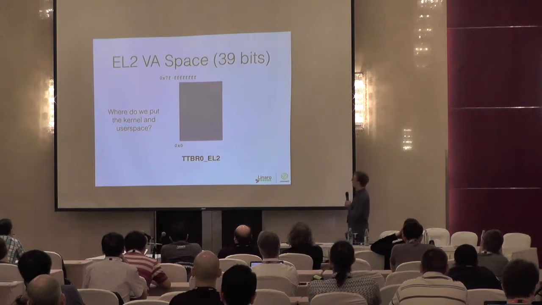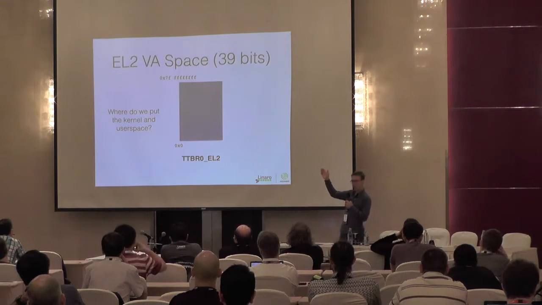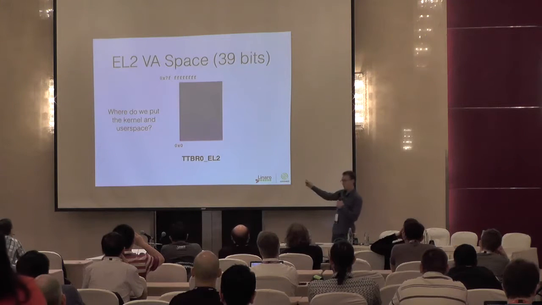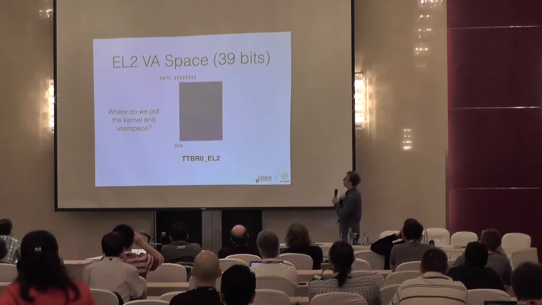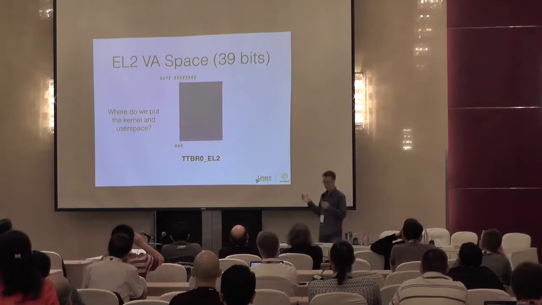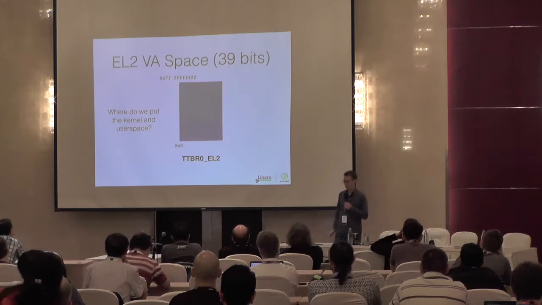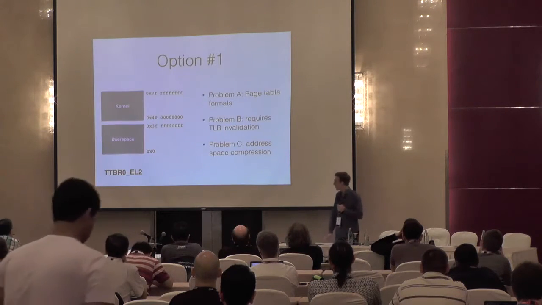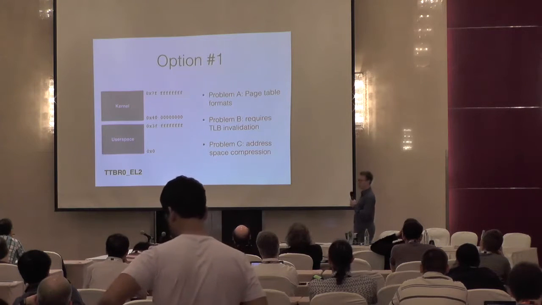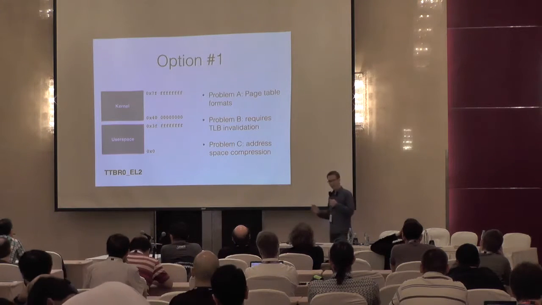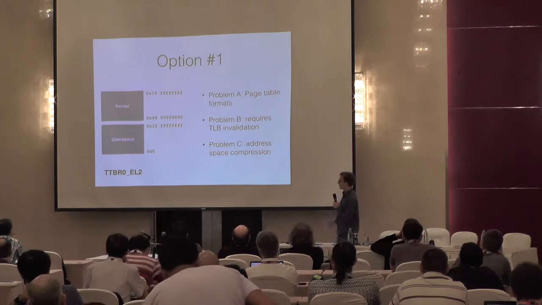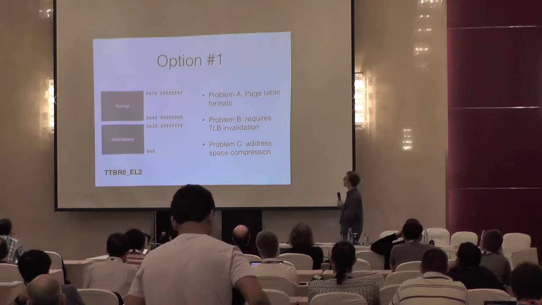In EL2, still assuming a 39-bit VA space, you have one page table base register. You have one region. So where do you put user space and where do you put the kernel, and how does this work? There are two options. Option 1 feels a little bit like good old-fashioned 32-bit. You split the address space into two halves.